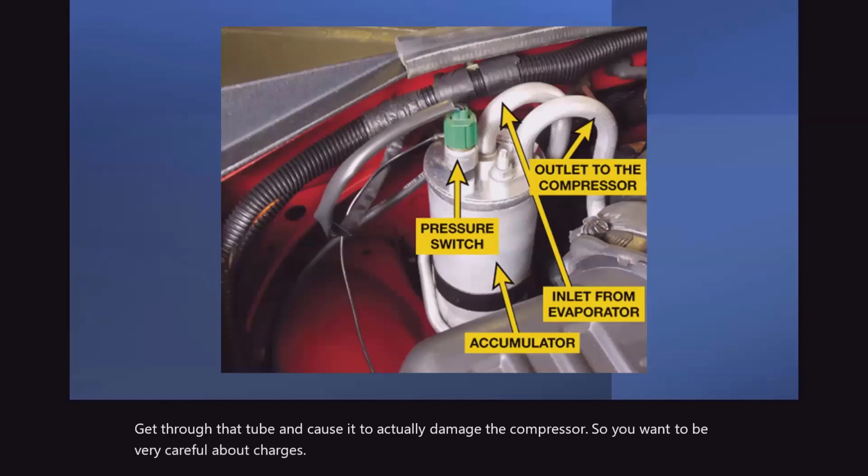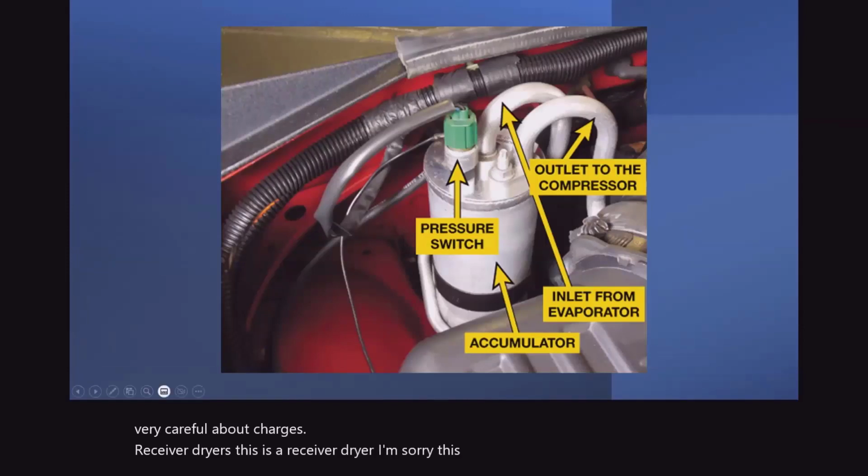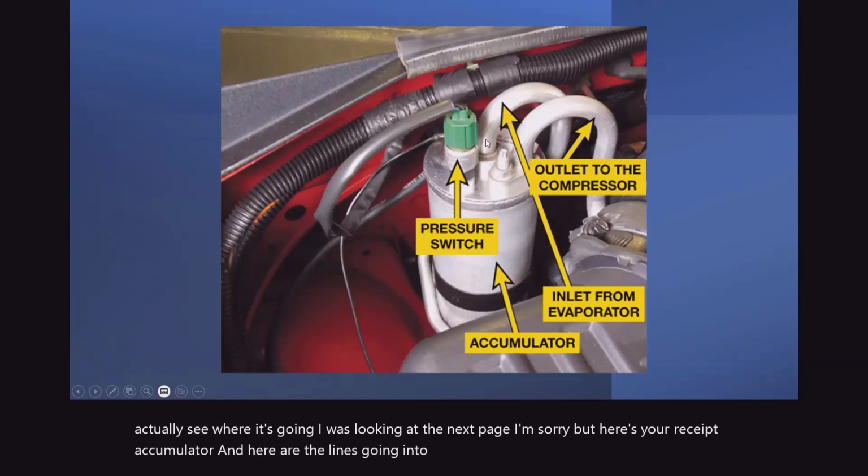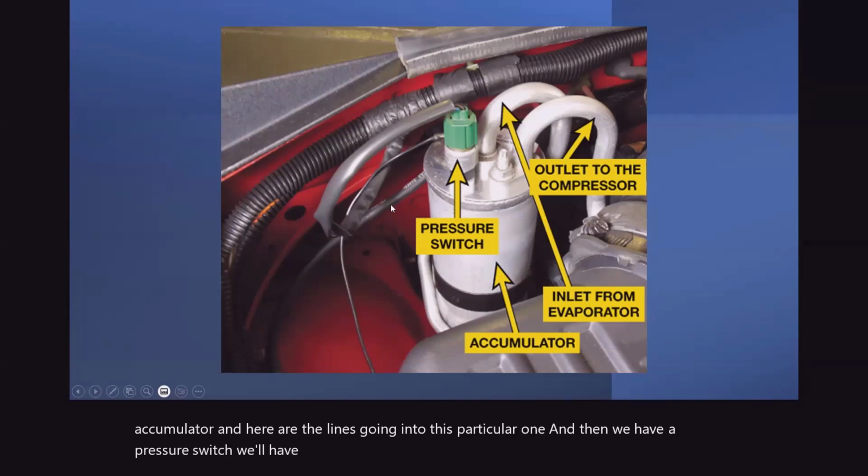Receiver dryers. This is a receiver dryer. This is an accumulator right here. You'll actually see where it's going. I was looking at the next page. I'm sorry, but here's your accumulator, and here are the lines going into this particular one. And then we have a pressure switch. We'll have a pressure switch part coming up with all the electronics.